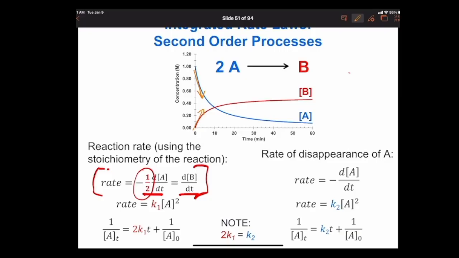K2 will just be twice as big because you never divided this by 2. You said that however fast A is going away is just A going away. Therefore, my K2 value, the K in the equation I have here, is just larger by a factor of 2. 2K1 equals K2. So if I'm standing at the equation looking at my product, you're looking at 2K1. If I'm starting at the equation looking at my starting material, I'm solving K2.